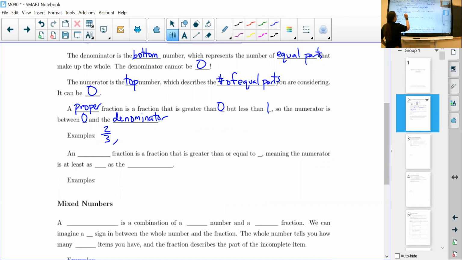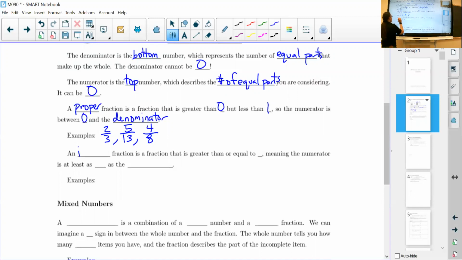Let's do 5/13. And notice that something like 4/8, that's still proper. You might look at that and kind of cringe because it's not reduced, it's not simplified. Doesn't matter, it's still proper.